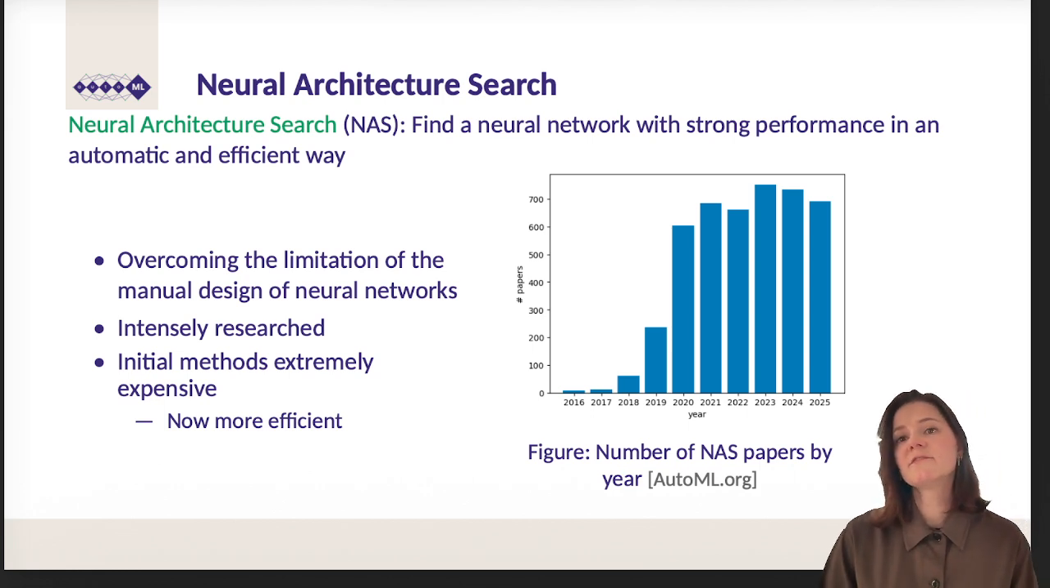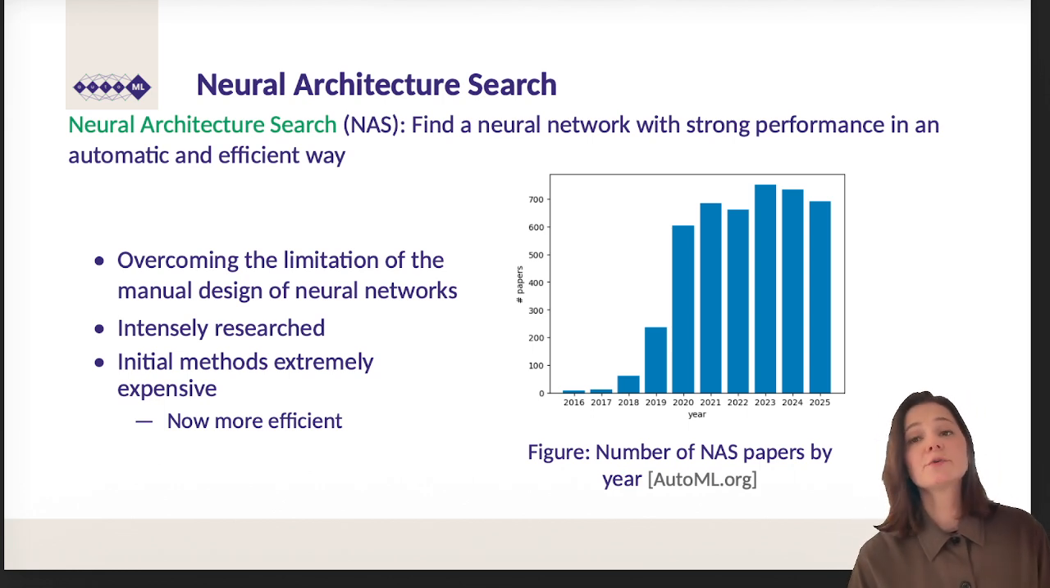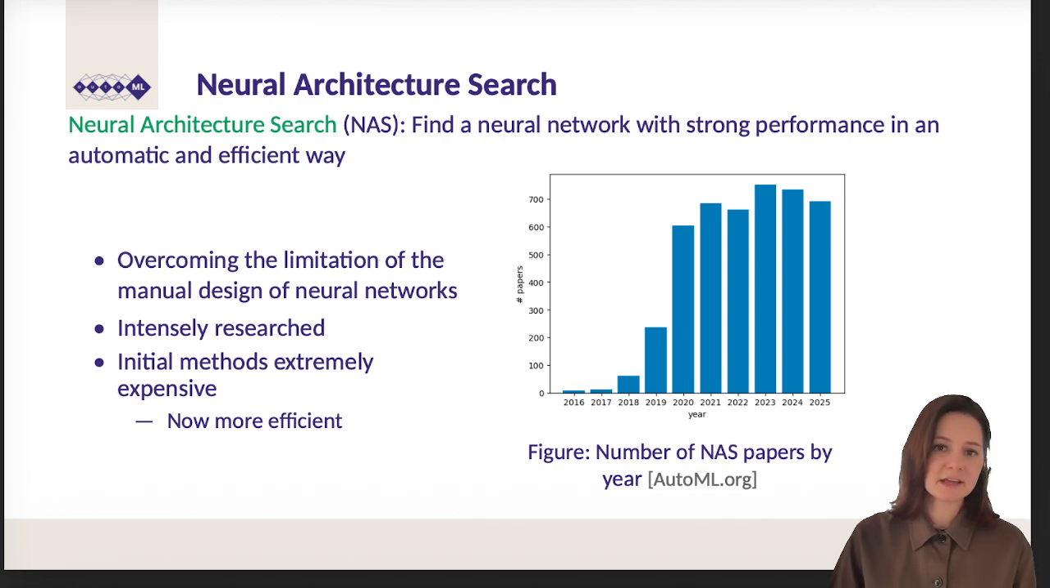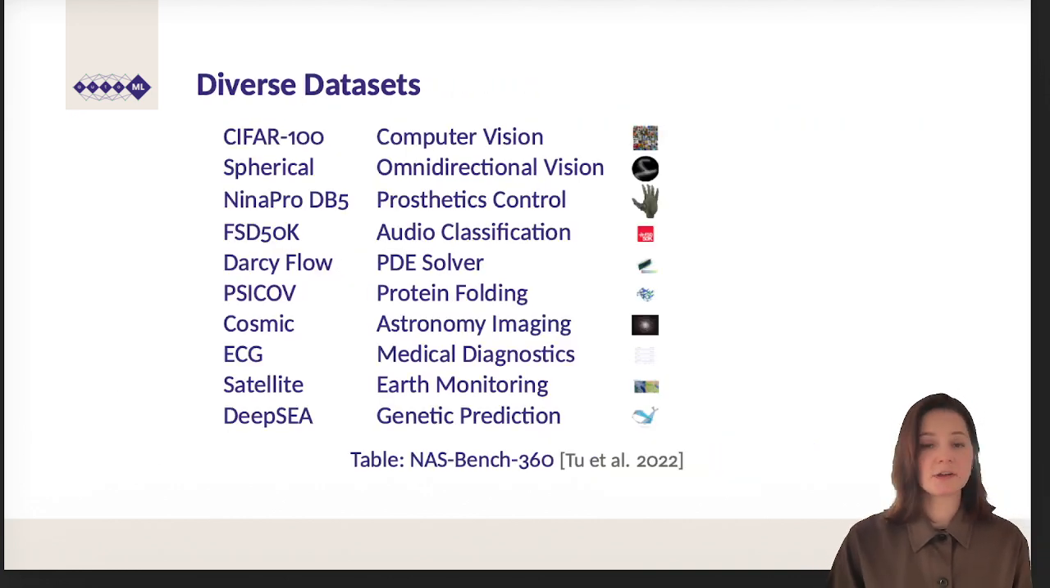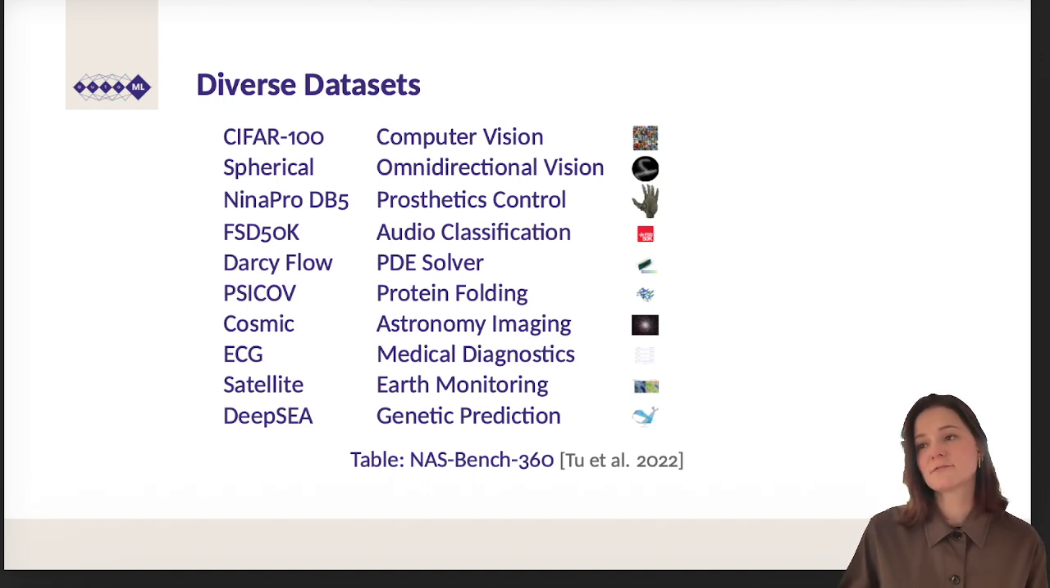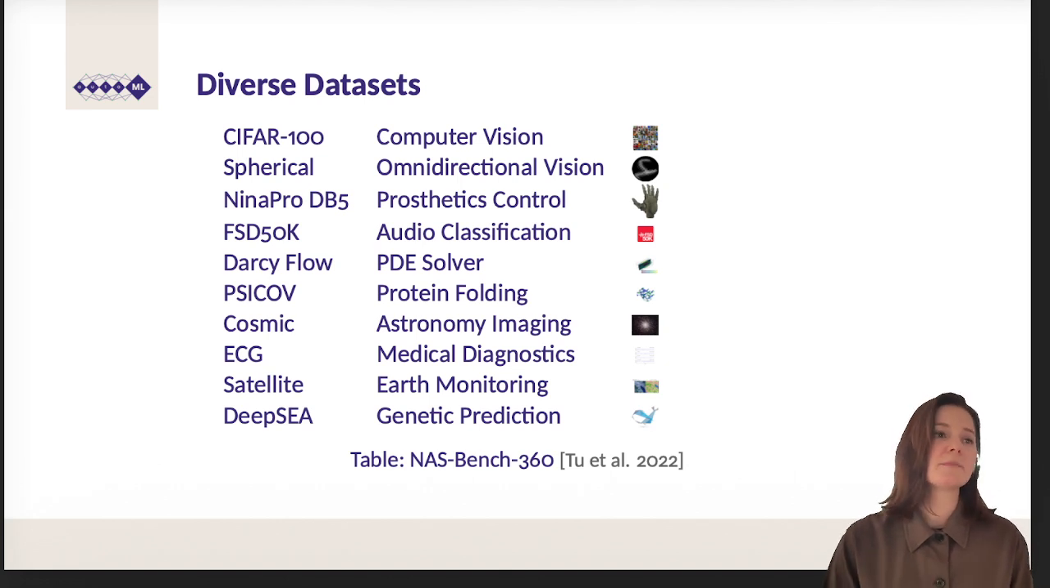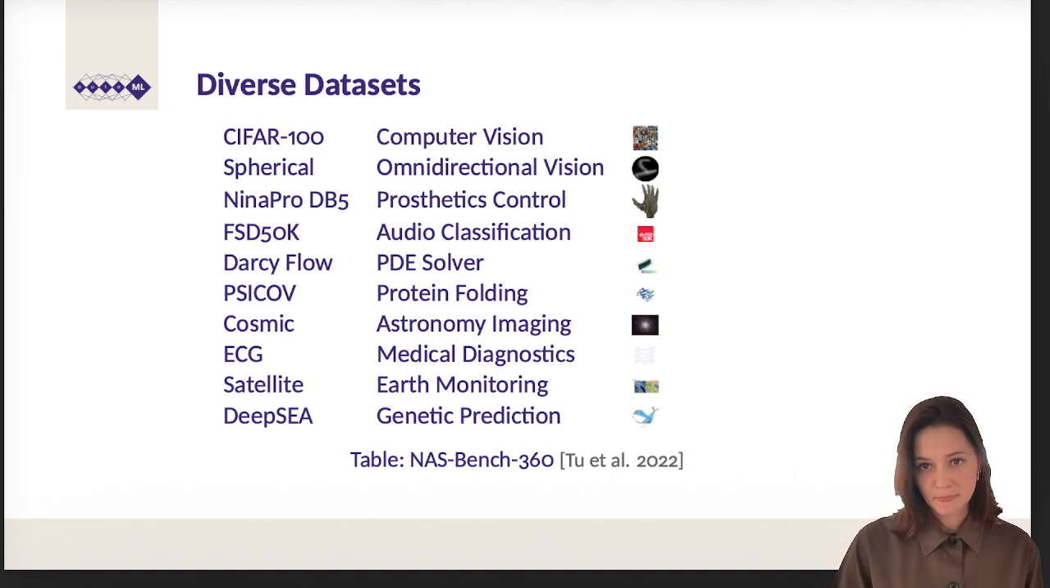NAS is not only performing very well and improving over human-designed networks for ImageNet image classification, but also for a wide range of diverse datasets, ranging of course from computer vision to audio classification, PDE solvers, protein folding, as well as medical diagnostics, showing the ability of NAS-found networks in comparison to human-designed ones.